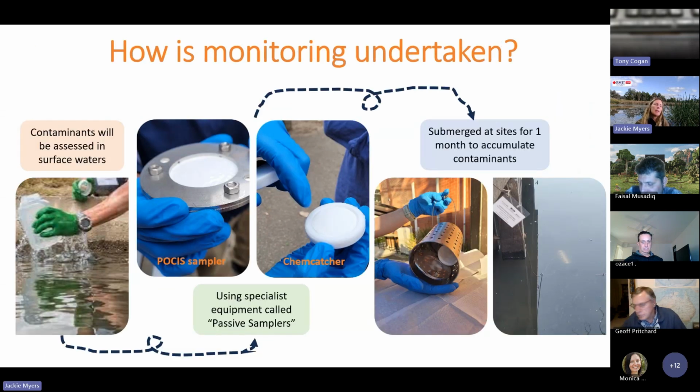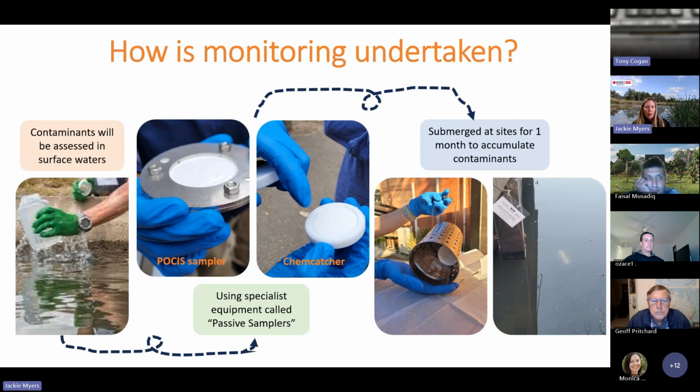So how is monitoring going to be undertaken? Well, as I mentioned, the monitoring program will assess contaminants in the surface waters of estuaries and the bays. To achieve this, we'll be using specialised sampling equipment known as passive samplers, which are shown in the middle two photos on this slide. Passive samplers are basically environmental monitoring devices, and they employ a collection medium, which is either a filter paper or a powder, and this accumulates chemical pollutants from the water over an extended period of time.